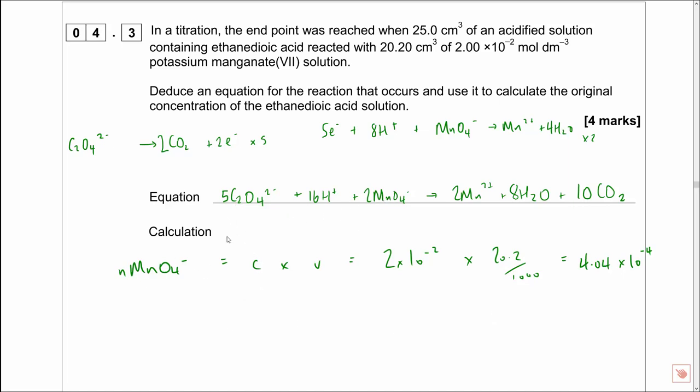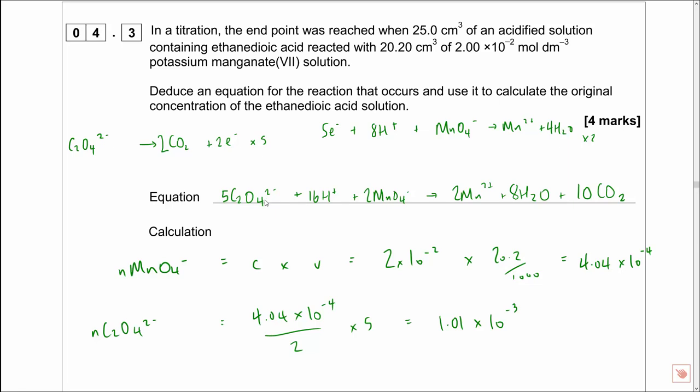We can then obviously work out our moles of ethanedioate ions by doing a little bit of trickery. We're going to divide by 2 times by 5, so 4.04 times 10 to the minus 4, divide by 2 times by 5, that's going to be 1.01 times 10 to the minus 3.